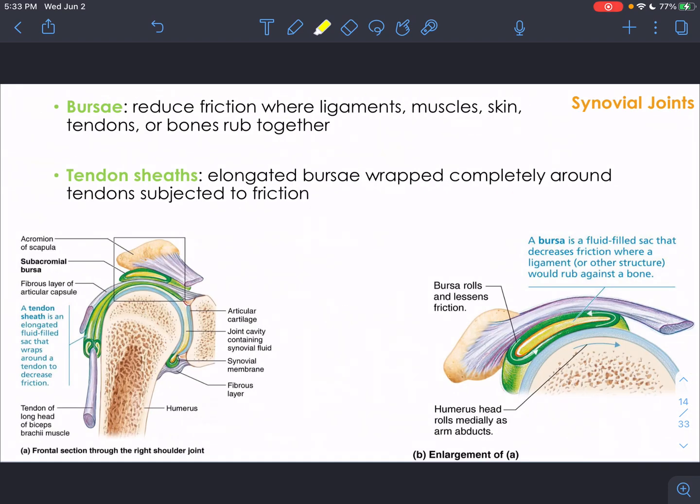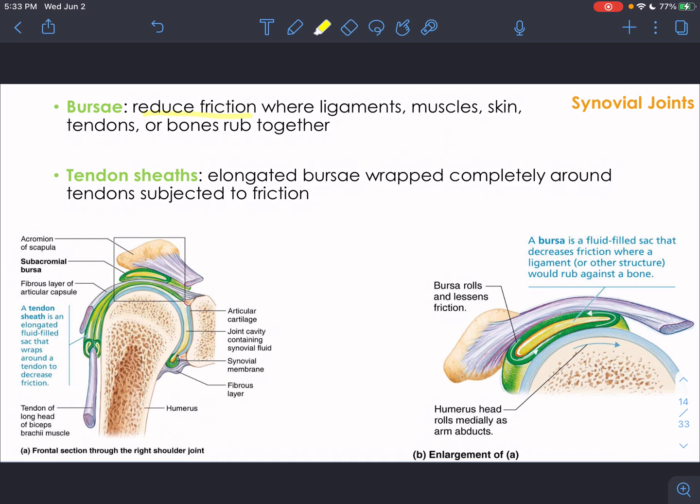Okay. Also in synovial joints, you're going to find bursa and tendon sheaths. Okay, the bursa are basically just like bags of synovial fluid that act as a lubricating ball bearing. Technically, they're not part of synovial joints, but they're closely associated. You're going to find bursae at the synovial joints. Okay, so basically the bursae's function is to reduce friction where ligaments, muscles, skin, or bones rub together. So again, they're just going to be these little fluid-filled balls that are going to kind of roll with the joint to help reduce the friction.